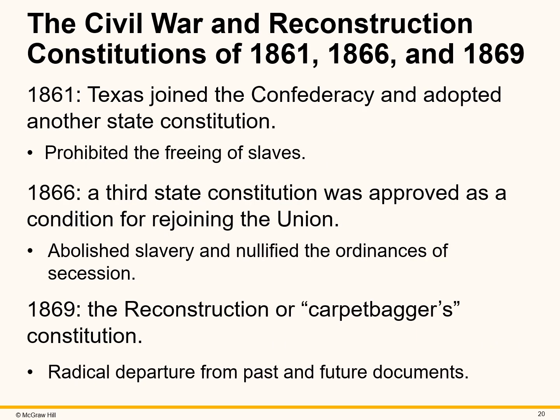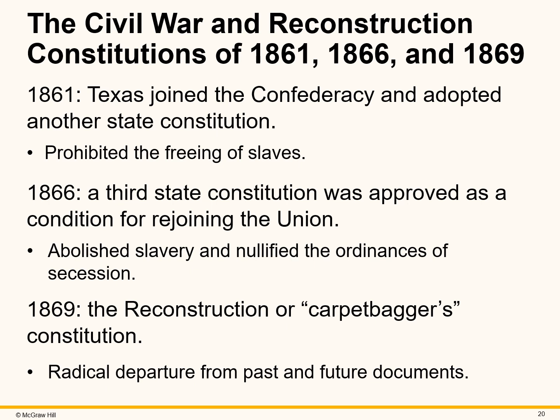The Civil War and Reconstruction Constitution of 1861, 1866, and 1869. In 1861, Texas joined the Confederacy and adopted another state constitution. This constitution prohibited the freeing of slaves. In 1866, a third state constitution was approved as a condition for rejoining the Union. Under this constitution, Texas abolished slavery and nullified the ordinances of secession.